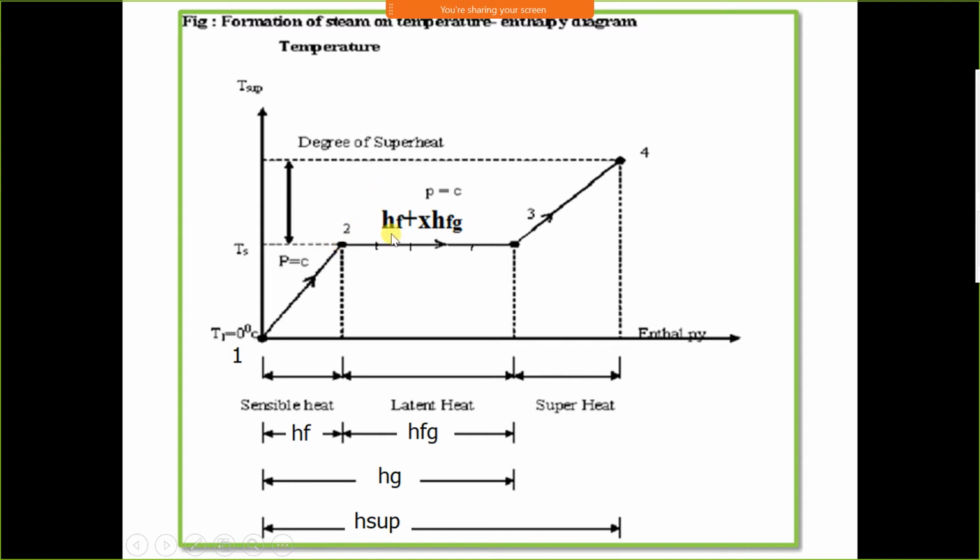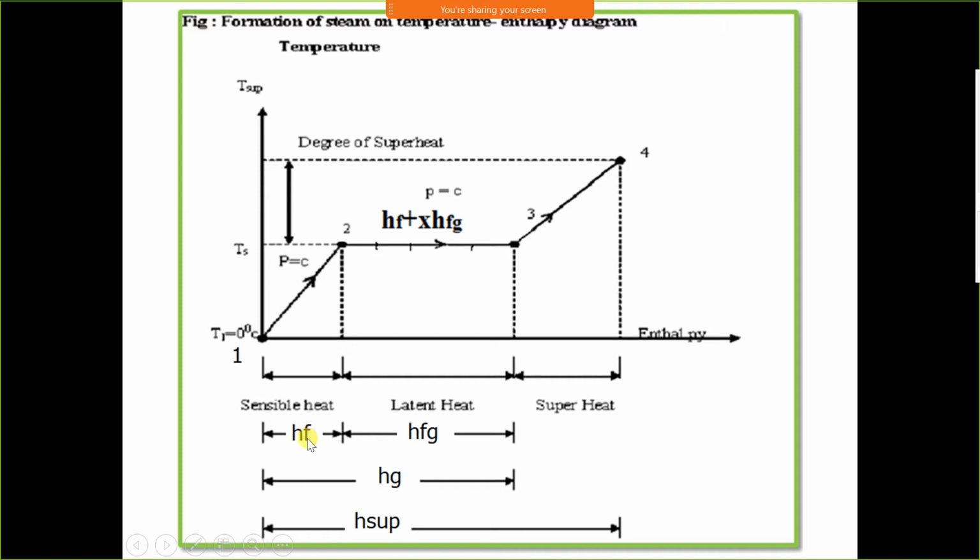We are considering atmospheric condition, that is pressure equal to 1 atmosphere. Water from 0 degree Celsius to 100 degree Celsius is heated sensibly. It is heated sensibly means we have supplied sensible heat to raise the temperature from 0 degree Celsius to saturation temperature. Whatever heat is supplied to raise the temperature from 0 degree Celsius to saturation temperature is called sensible heat. And that sensible heat of liquid is represented by HF.